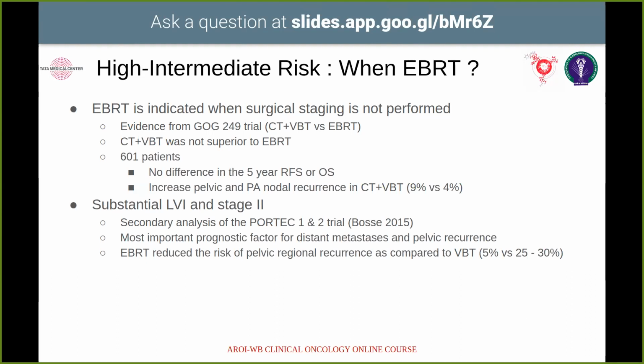Stage 2 patients are a special consideration, although they are included in the high intermediate risk now. In most centers, they would still be treated with external beam radiotherapy, and in presence of cervical involvement, we tend to add brachytherapy also.